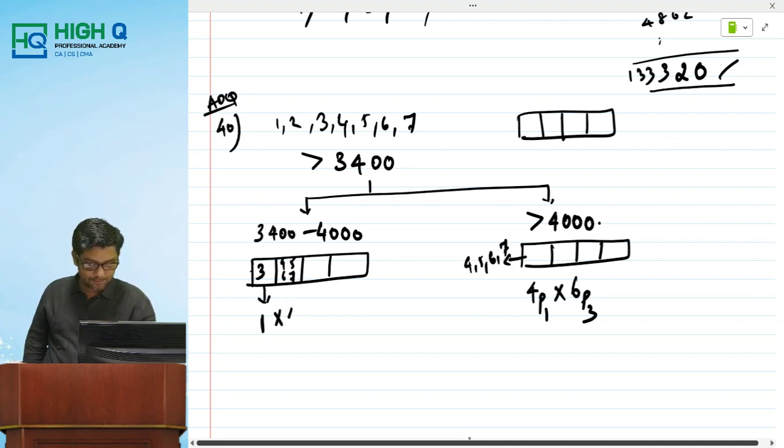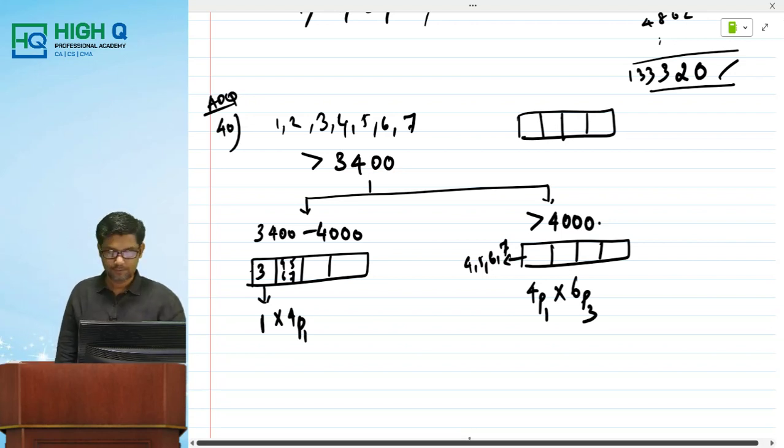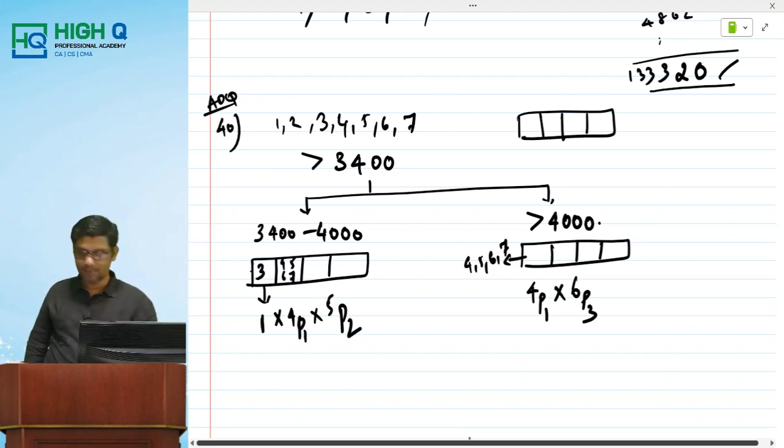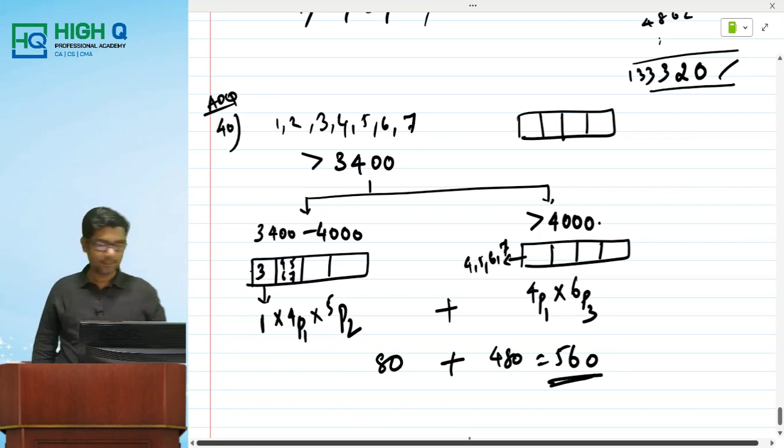Second digit? 4P1. Third and fourth digit? Very good, 5P2. Why 2? Two more digits to be added. Answer over. 4 20s are 80, 4 120, 480. The answer is 560. Is it clear?